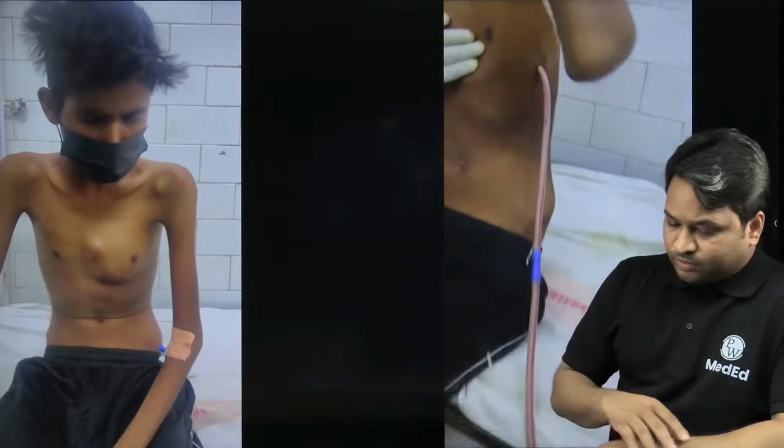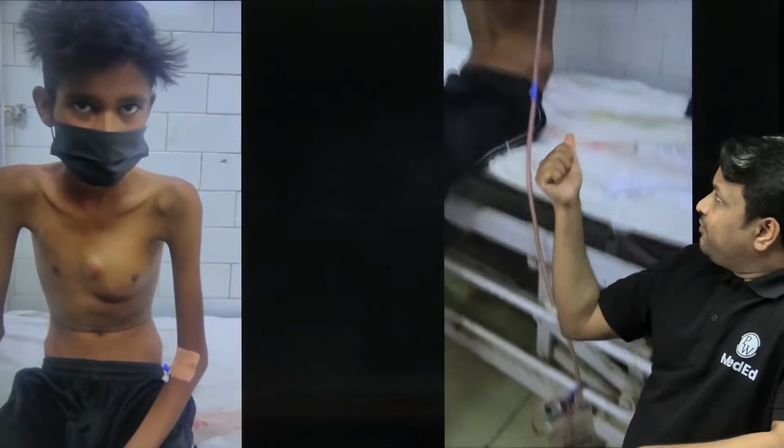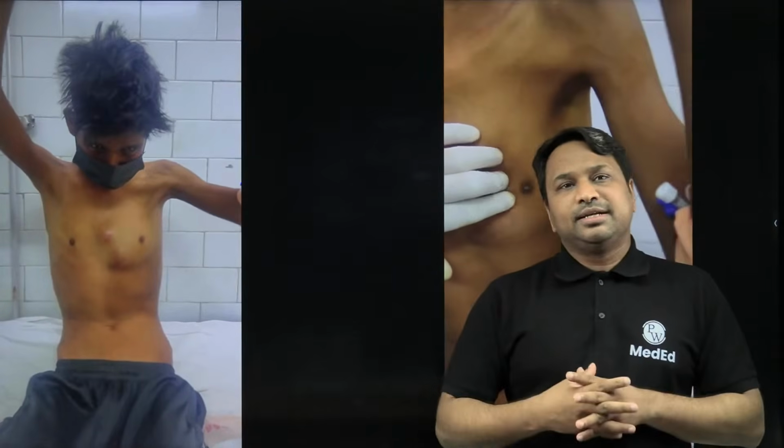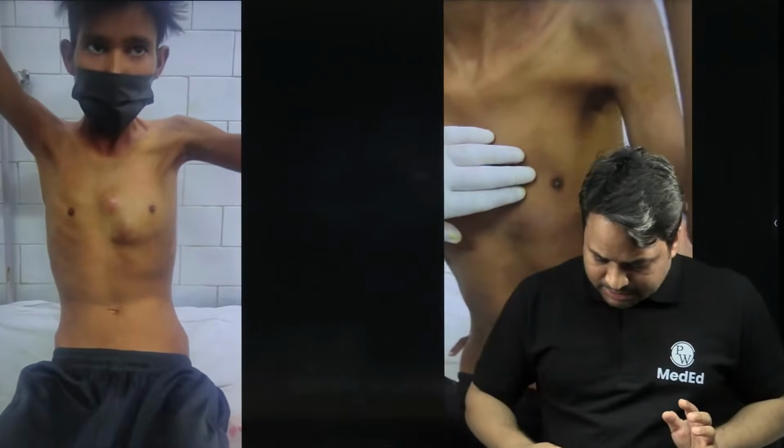Now, once we put the ICD, you can see both the videos are playing simultaneously. Swelling is there. After putting the ICD, swelling disappeared. Now, once the swelling disappeared, it is a classical case of empyema necessitans.